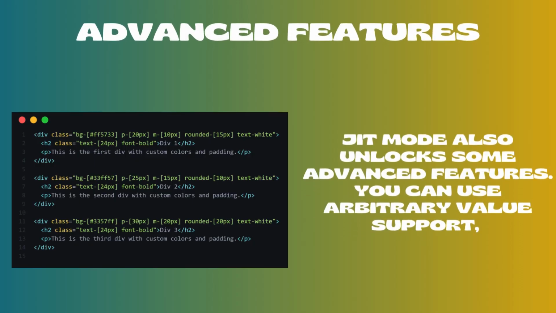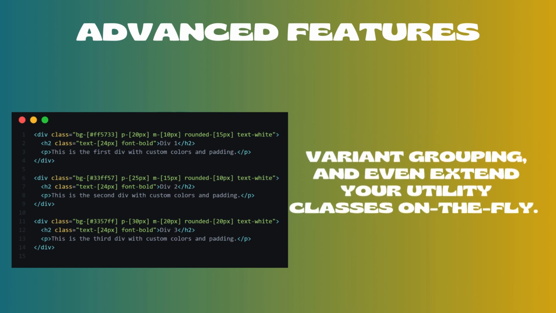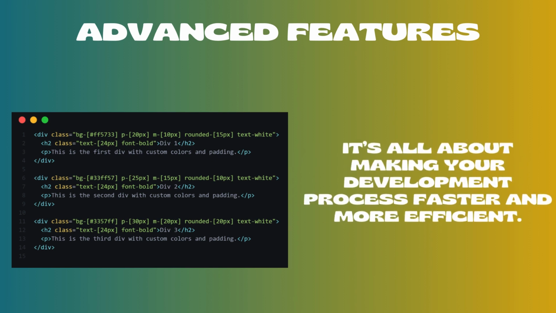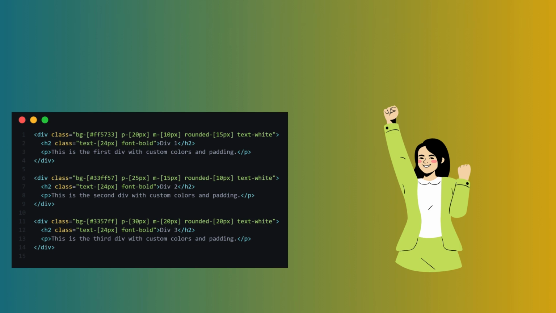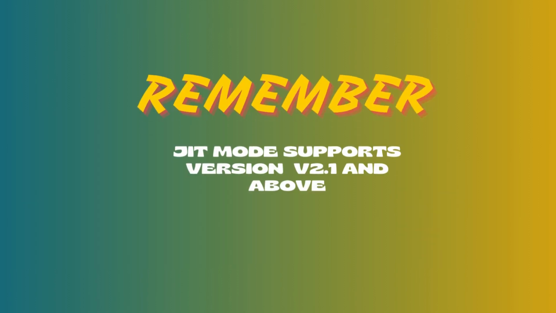JIT mode also unlocks some advanced features. You can use arbitrary value support, variant grouping, and even extend your utility classes on the fly. It's all about making your development process faster and more efficient. The JIT compiler feature supports Tailwind version 2.1 and above.